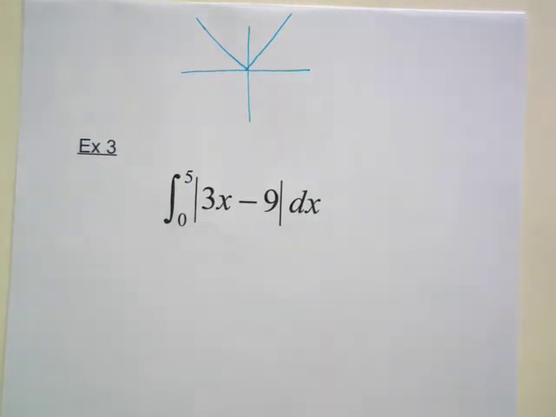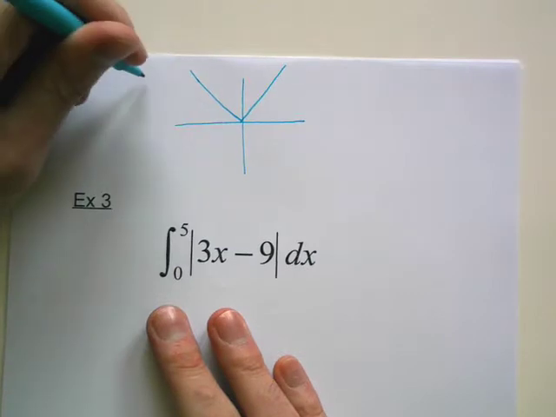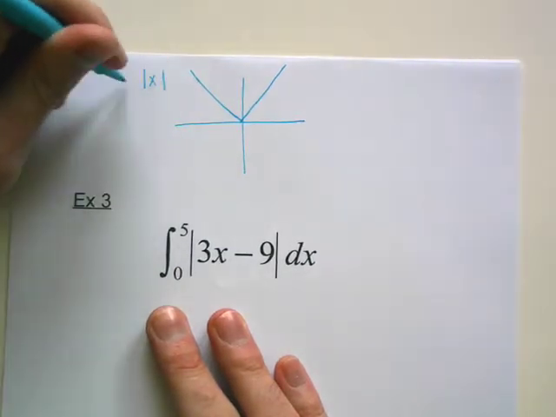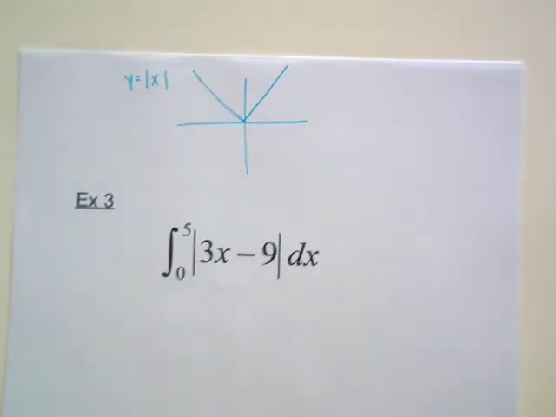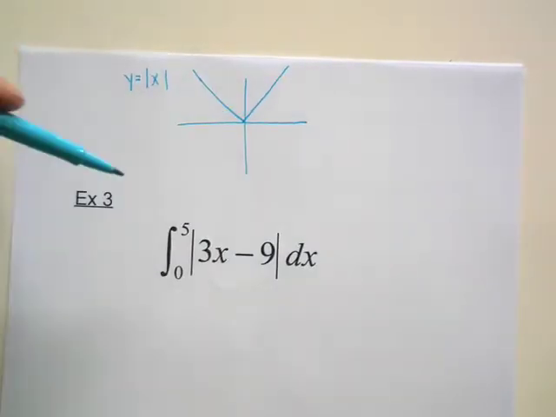All right, I want to make sure you guys are exposed to this absolute value type problem because it may be something you're going to see later on. If you remember a basic absolute value graph, let's say this is y equals absolute value of x, it looks like a V, right?